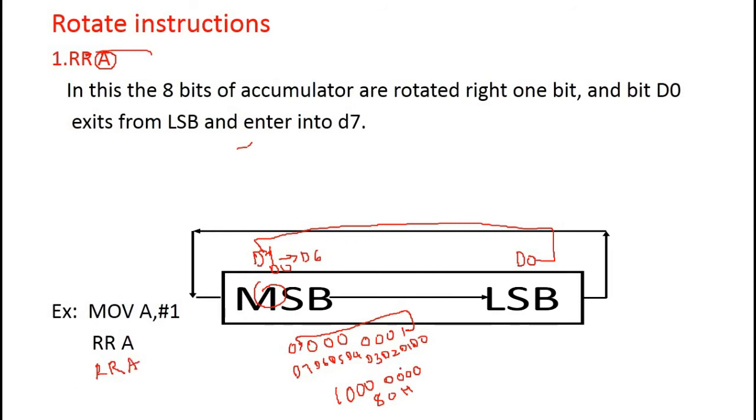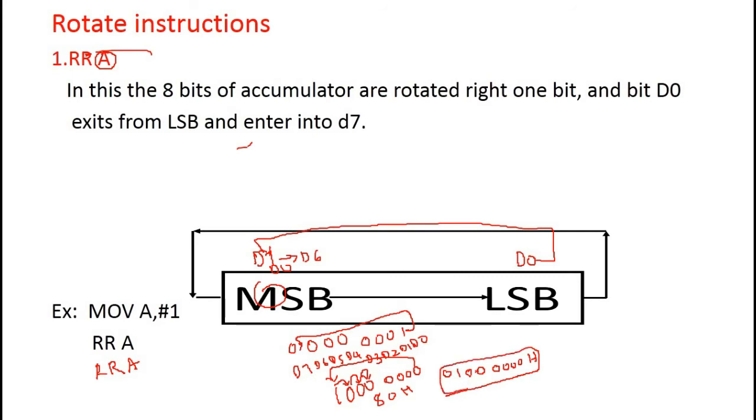Okay. For example, now if I do one more time, rotate right again, what happens now? This 0 will come into the D7 place, and this D7 will shift to D6, D6 will be shifted to D5, and D5 will be shifted to D4. That is, we'll get 0, 1, 0, 0, 0, 0, 0, 0, that is 40H. Okay. So this is the way the rotate instruction works.